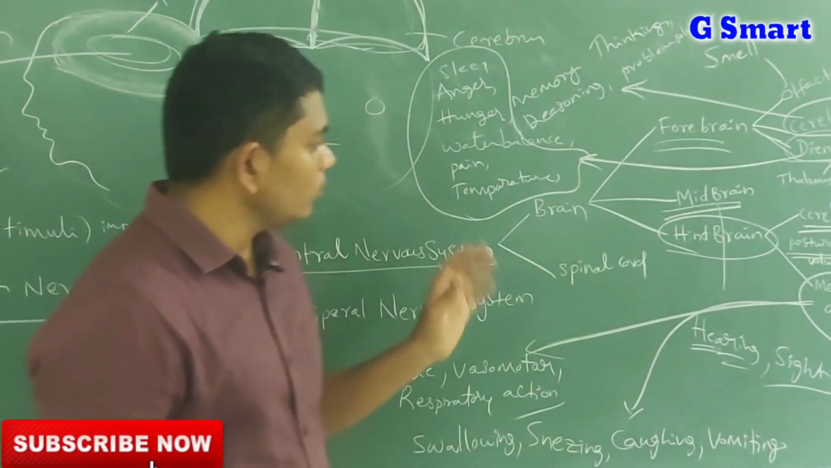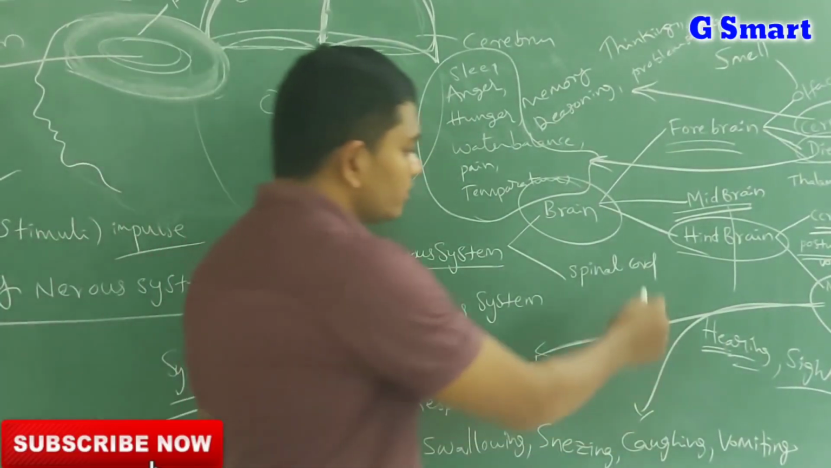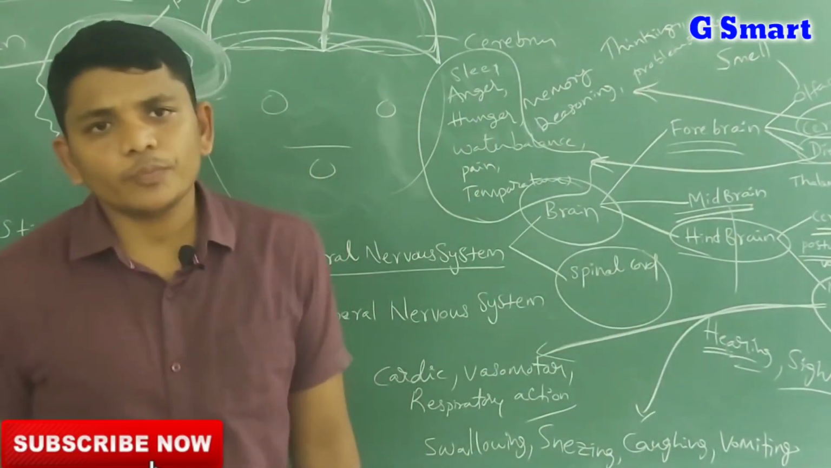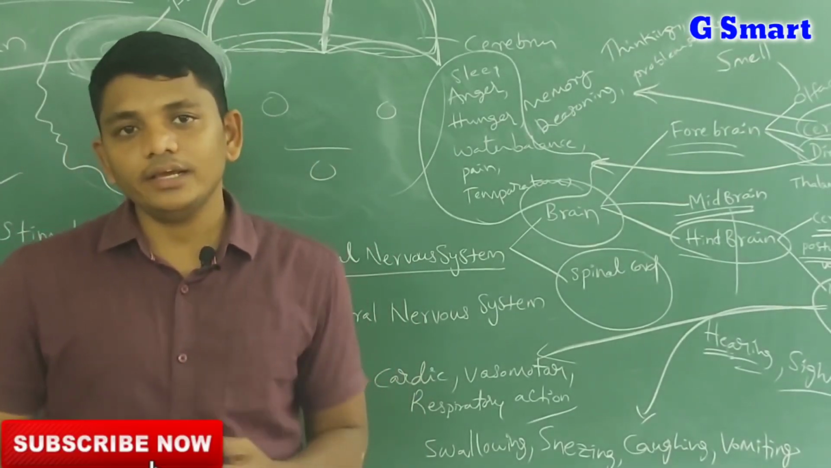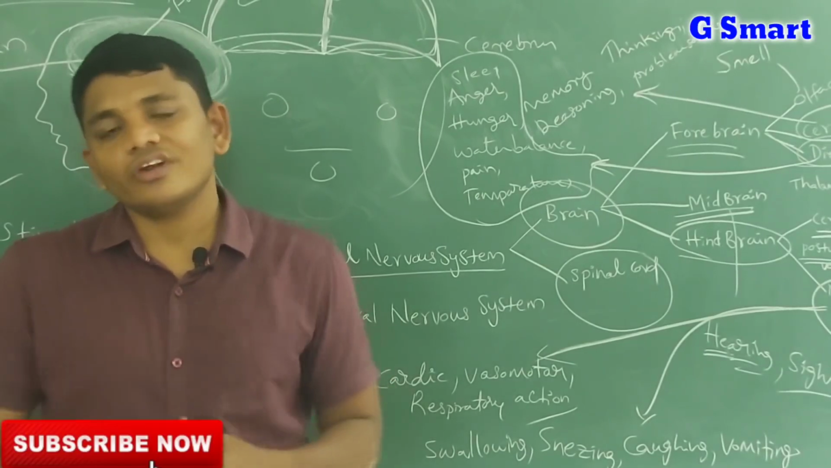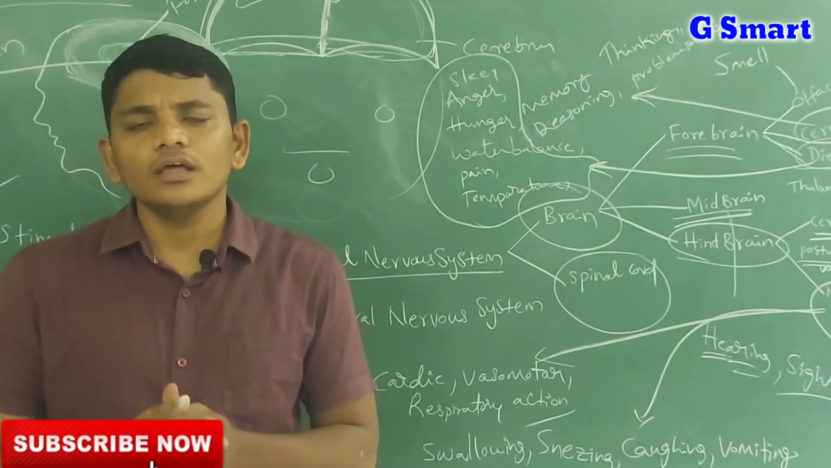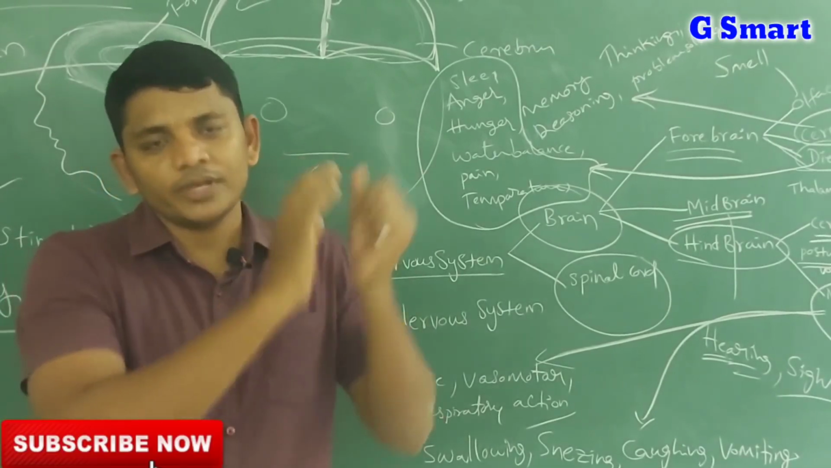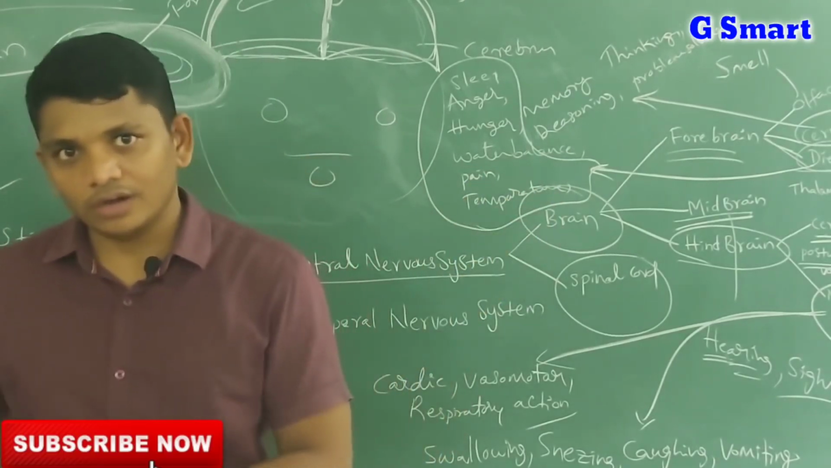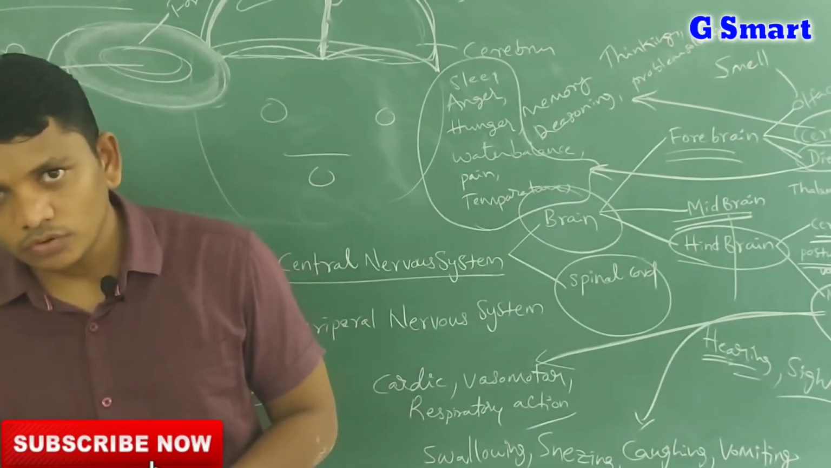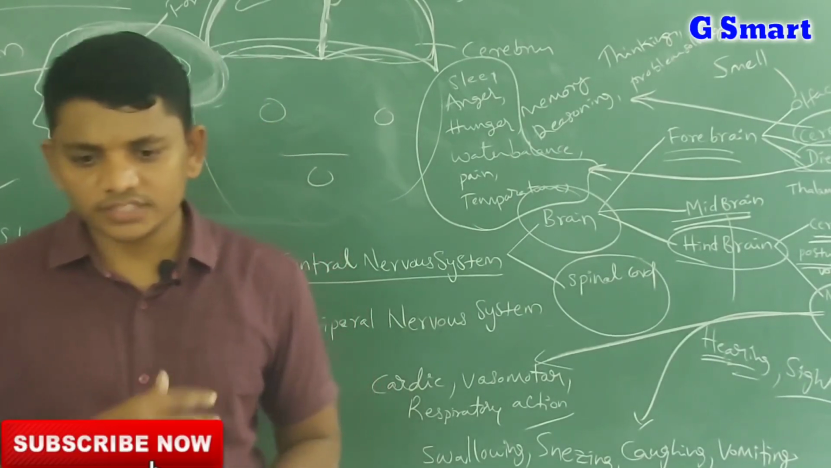This is only about the brain. Let us discuss the spinal cord. As you know, the spinal cord is not only a solid structure. It contains a number of neurons, a number of nerve cells. These nerve cells are responsible for transmitting messages from organs to brain, brain to organs, from the detector to the effector. Do you know what a detector and an effector are?